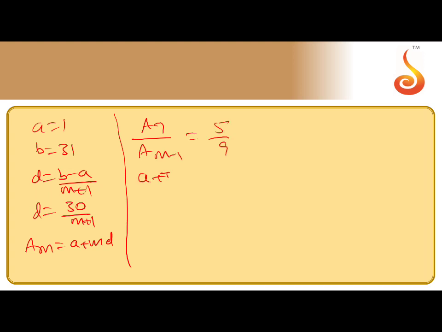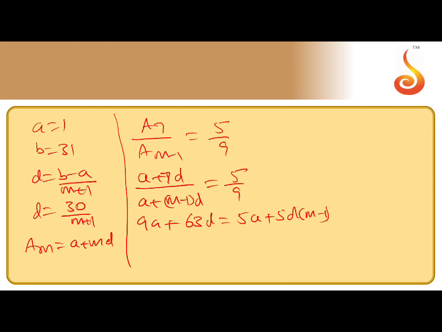(a + 7d) divided by (a + (m − 1)d) is given as 5 by 9. Cross multiply: 9a + 9 into 7d, 63d, equal to 5a + 5d into (m − 1). So you can rearrange the terms. 9a minus 5a is 4a, and on the right side you can take d common. So 5m minus 5, and if you take 63 to that side, minus 63. Already you have taken d common.